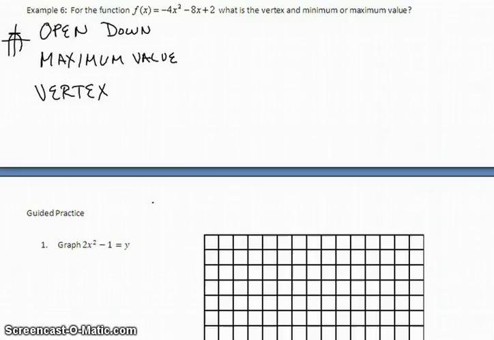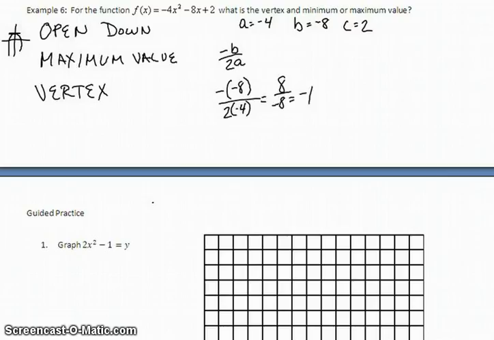So now I need to determine negative b over 2a, so a is negative 4, b is negative 8, c is 2, so negative b over 2a. So I'll have minus a negative 8 over 2 times negative 4, which will give me positive 8 divided by negative 8, negative 1. So my x-coordinate is negative 1.